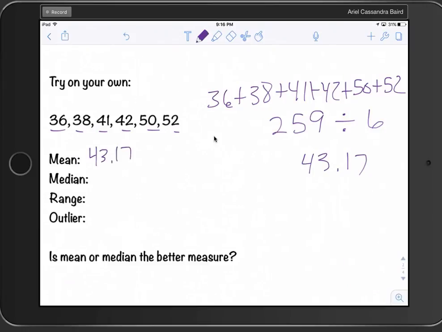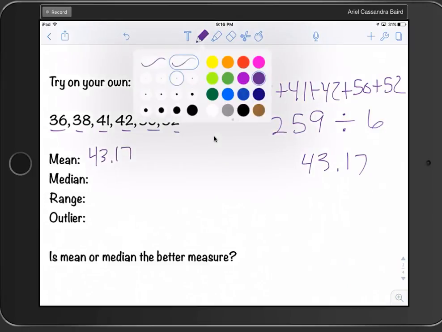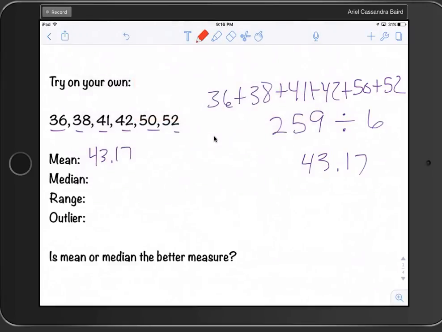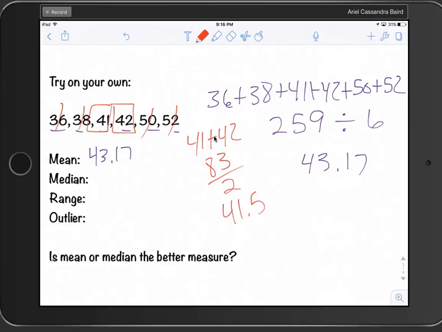The median, we're going to go ahead and use the cross-out method since it's already in order. We can go ahead and cross out the ends, and then we have two numbers left. We have a 41 and a 42, so we add these together, which equals 83, and then we divide that by 2, and it equals 41.5. So our median is 41.5.